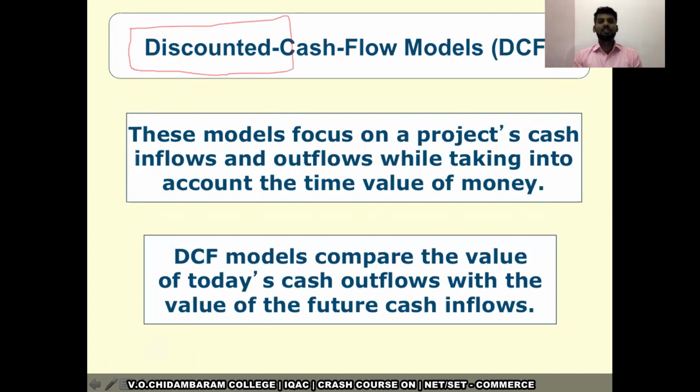Time value of money just means, as simple as that, that the present money has more value than the future money. The rupee that I have in my hand now is worth more than the future rupee that I'm going to have. It might seem a little confusing, but it is very simple. For example, if I have 100 rupees in my hand now, I would buy, let us assume, 10 ice creams.